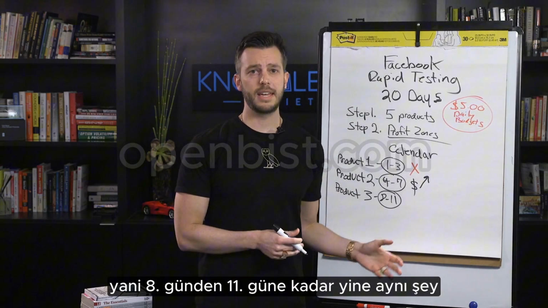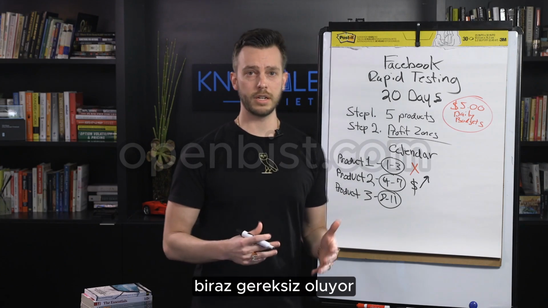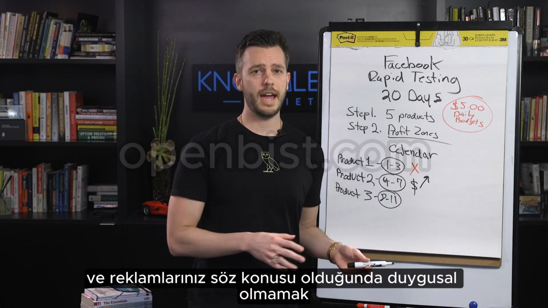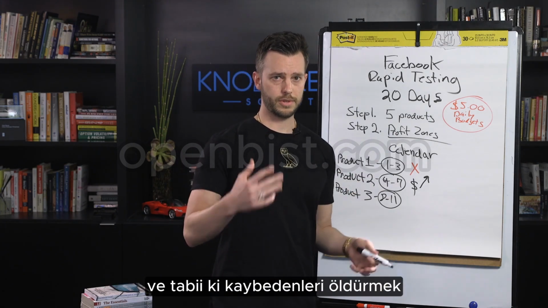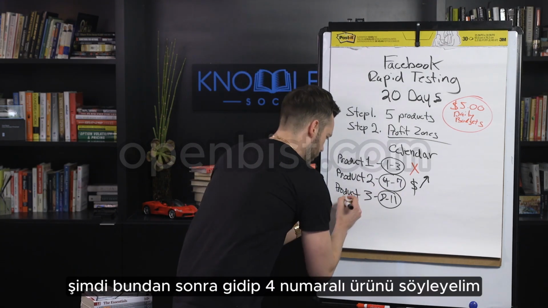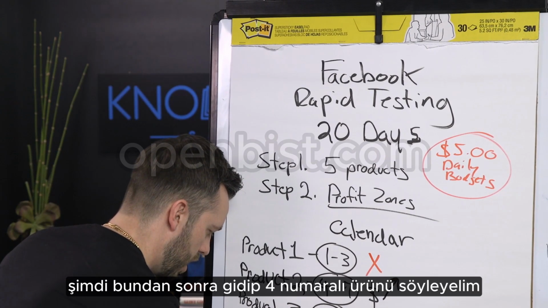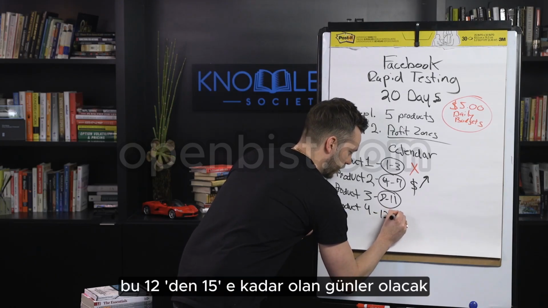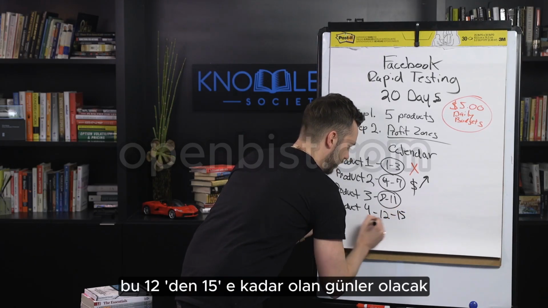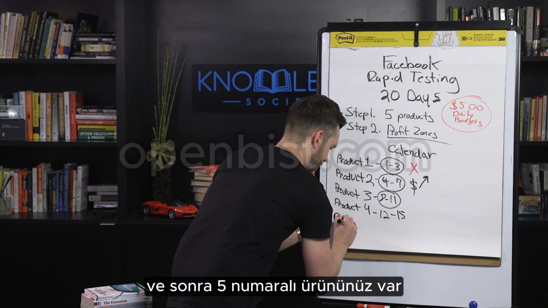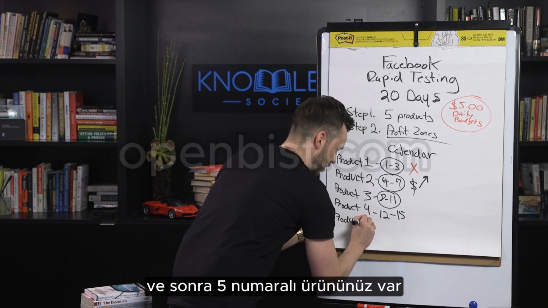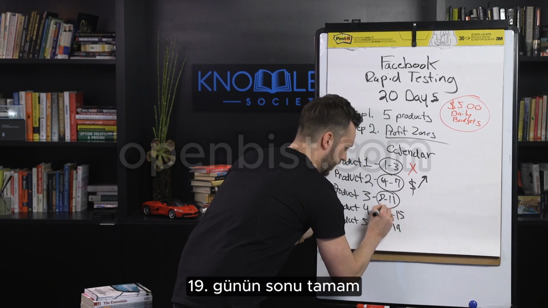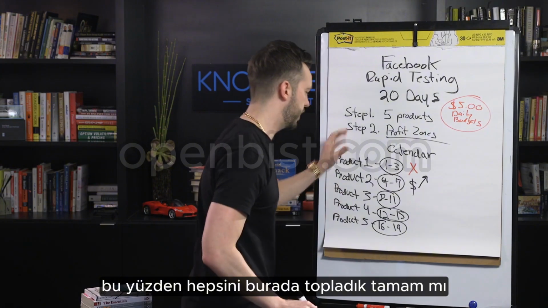Now, same thing applies. I mean, it gets kind of redundant. The key to this is sticking with it and not being emotional when it comes to your ads. And of course, killing the losers, scaling the winners. Now, then after this one, you go to, let's just say, product number 4. This is going to be days 12 through 15. And then you've got your product number 5. And this is going to be day 16 through 19, the very end of day 19. Okay, so we've got them all up right here.